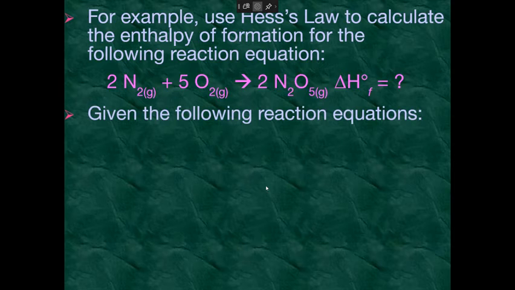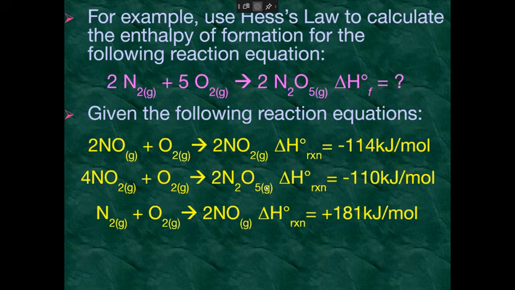I can't look it up, so I decide I'm going to use Hess's Law. And here's the equations that are given to me. So what I always do is I start at the beginning. I'm going to start at the beginning and say that I need 2 N2s in the reactant side. I look down at my equations. I usually number them 1, 2, and 3.